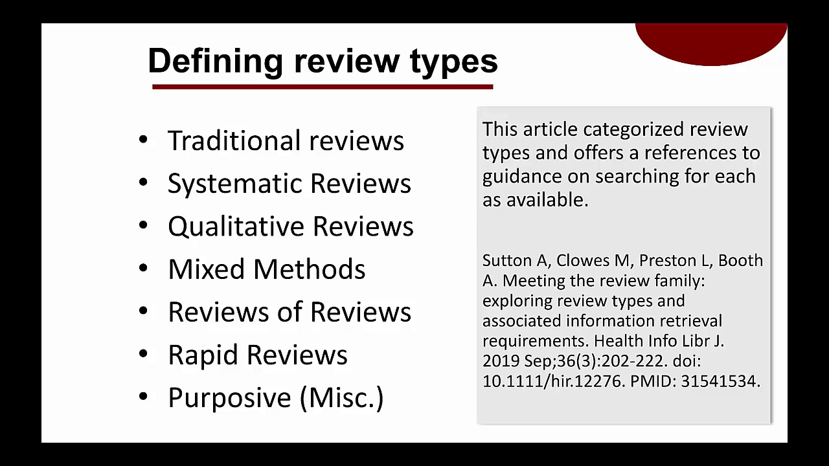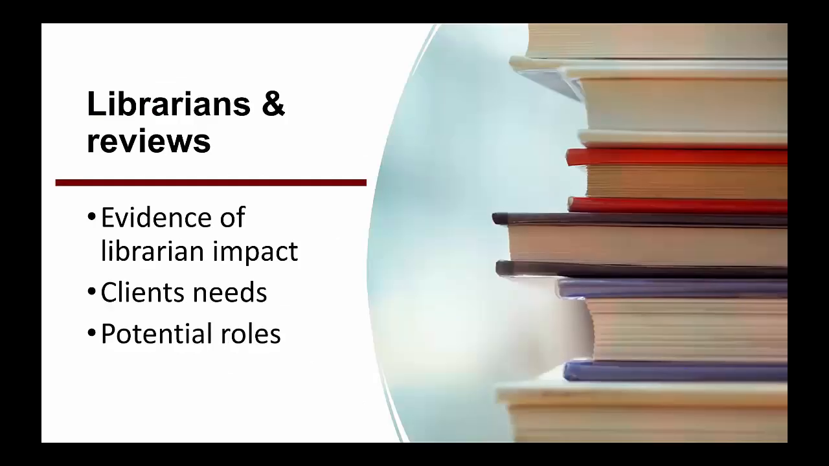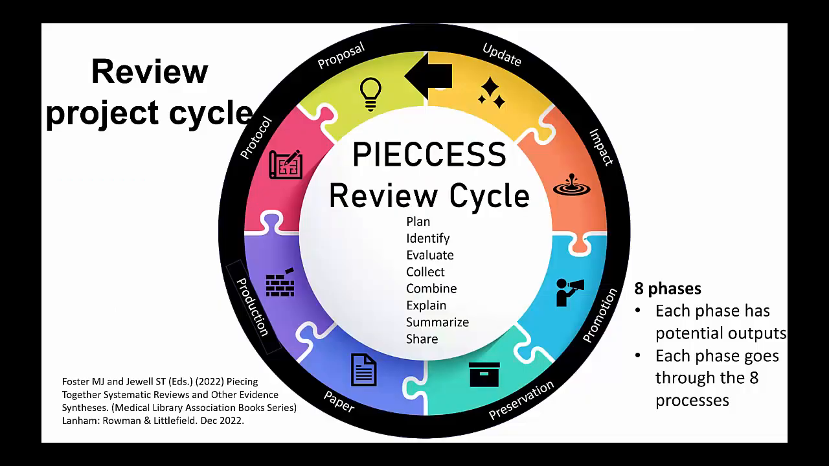Today, I'm mostly going to be talking about systematic reviews and scoping reviews as the biggies that people ask me about a lot. But last time we did talk about more types as well. We also talked a lot about the evidence that shows the librarian's impact on the quality of reviews, especially around searching and the search reports. We talked about clients' needs and potential roles, and throughout this series we're going to be talking about that as we go over each step.